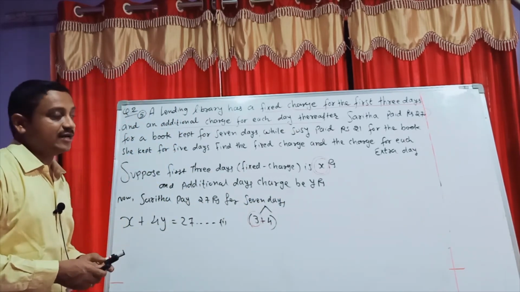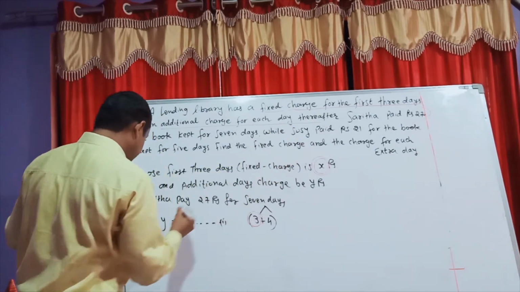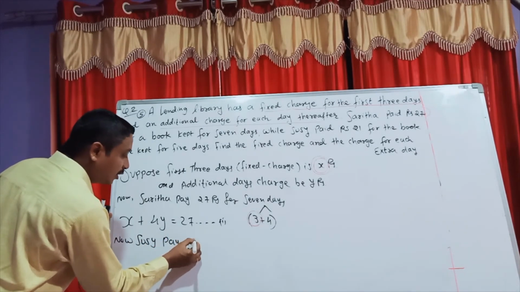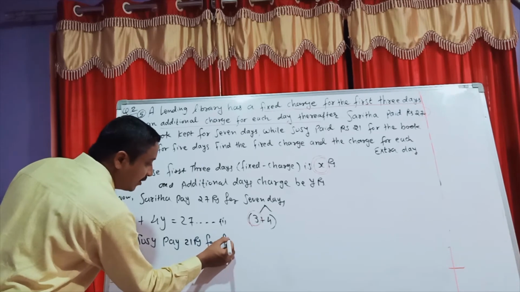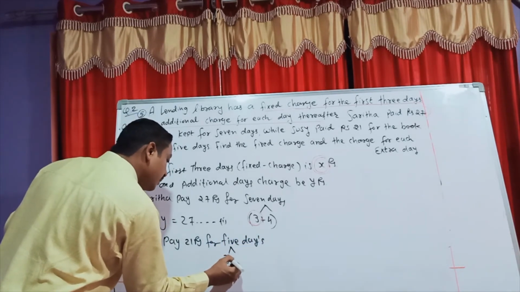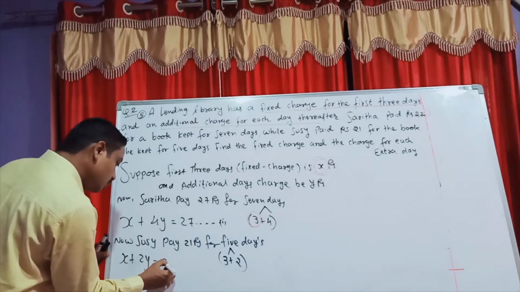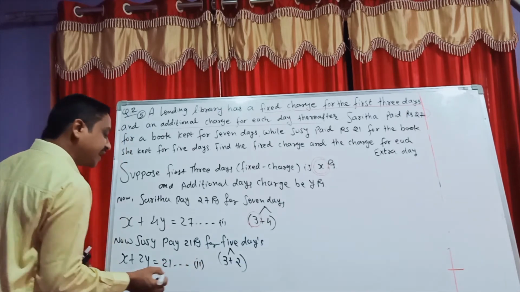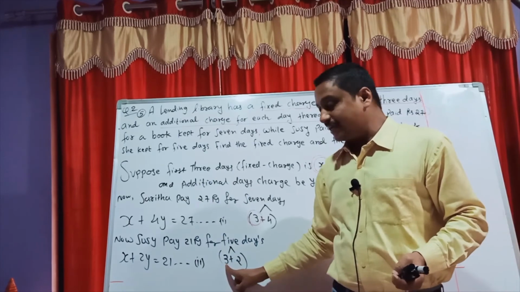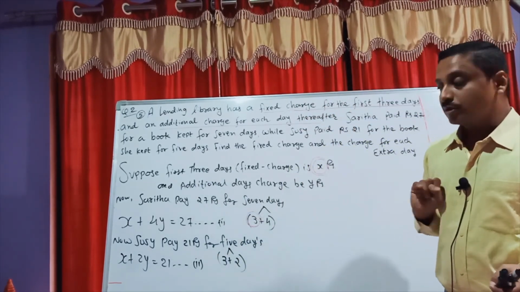So here I keep the 4y, and the second person, Sasi, paid how much? 21 rupees for 5 days. For these 5 days I also write 3 plus 2. It means x plus 2y is equal to 21. That is our second equation. Why x here? Because x is related to the 3 days, and 2 days are extra, for that 21.